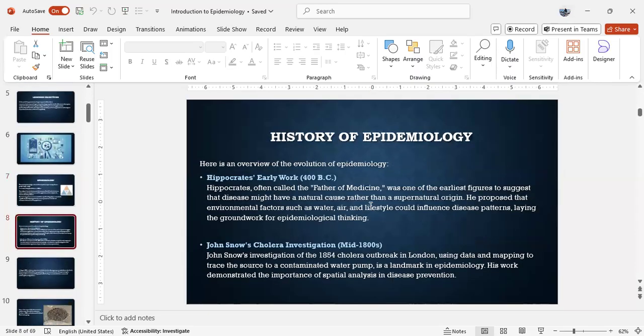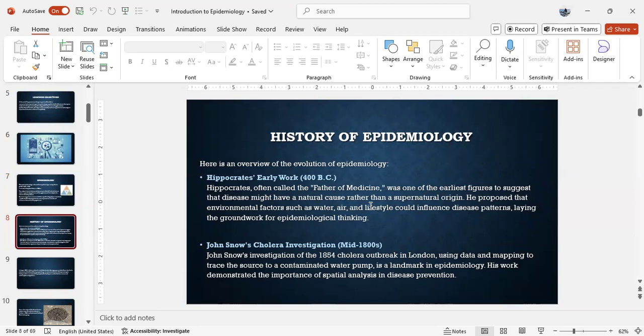History of epidemiology. Here is an overview of the evolution of epidemiology. Hippocrates' early work. Hippocrates, often called the father of medicine, was one of the earliest figures to suggest that disease might have a natural cause rather than a supernatural origin. He proposed that environmental factors such as water, air, and lifestyle influence disease patterns, laying the groundwork for epidemiological thinking.